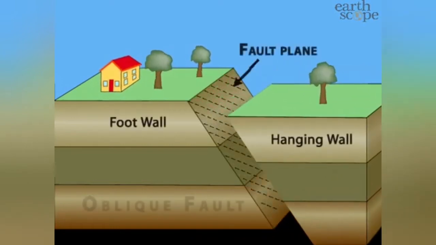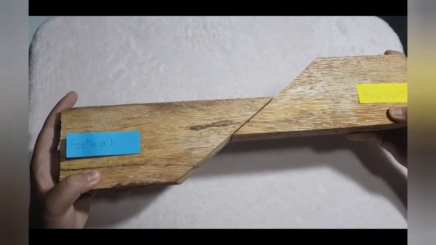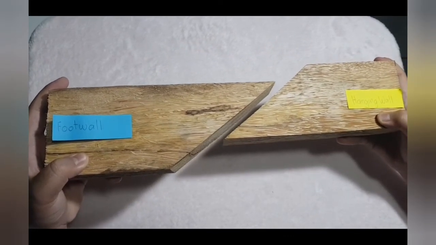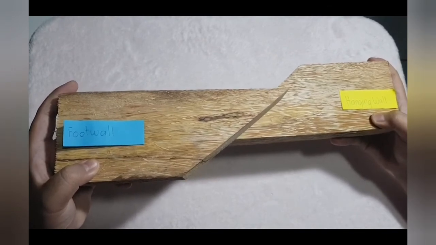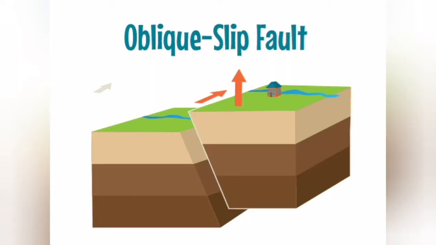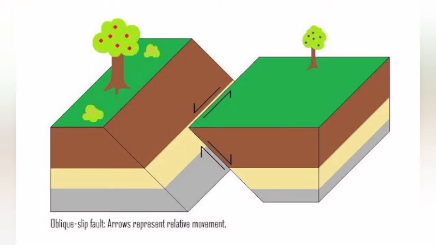This fault has a component of dip slip and a component of strike slip movement, and it is termed an oblique slip fault. Nearly all faults will have some component of both dip slip and strike slip, so a fault that is classified as oblique requires both dip and strike components to be significant and measurable.